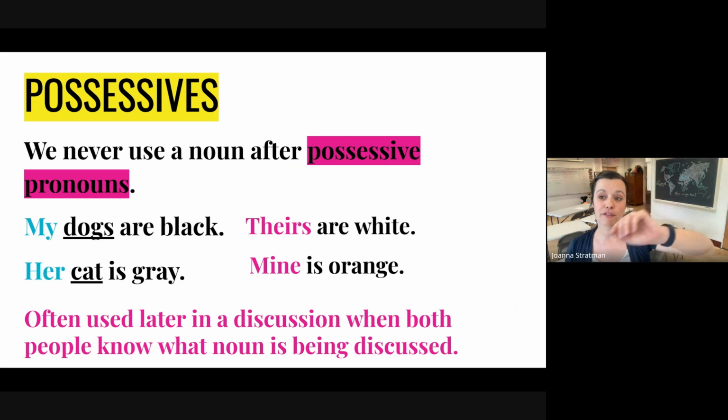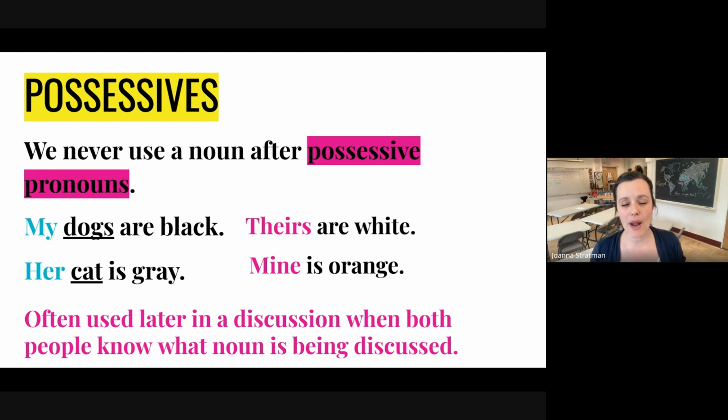And again, my friends, we never, never, never use a noun after a possessive pronoun. So you will never say, "Mine cat is orange," because that doesn't make sense. Mine cat does not make sense. We need to say, "My cat."